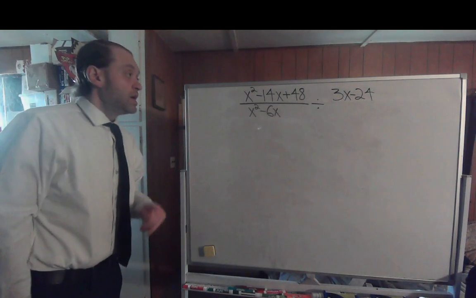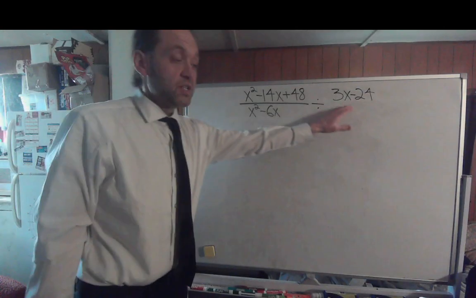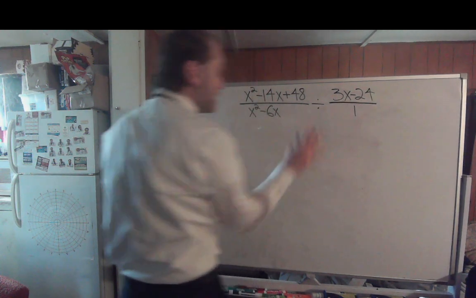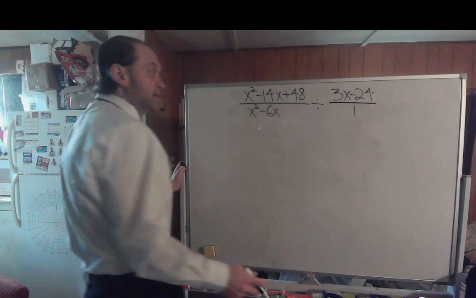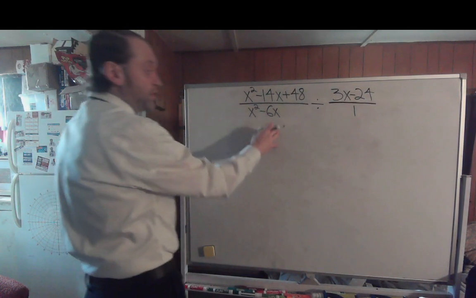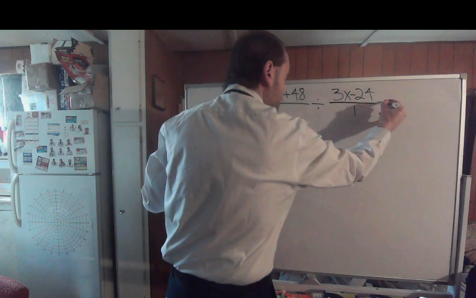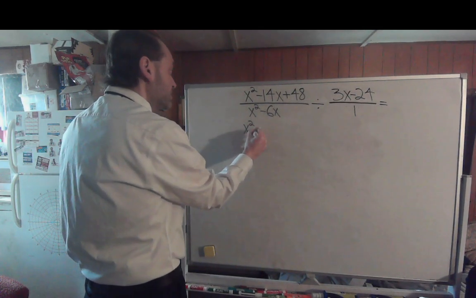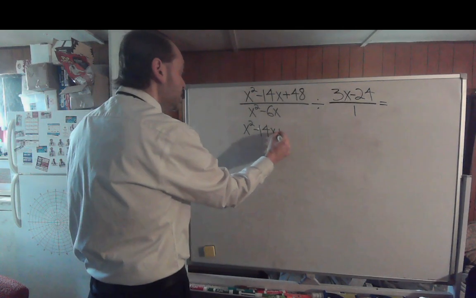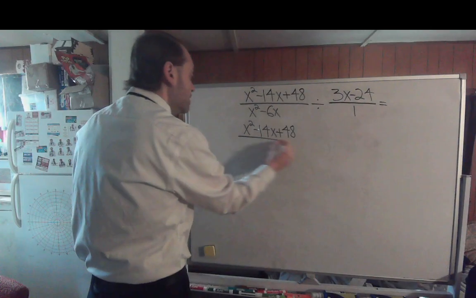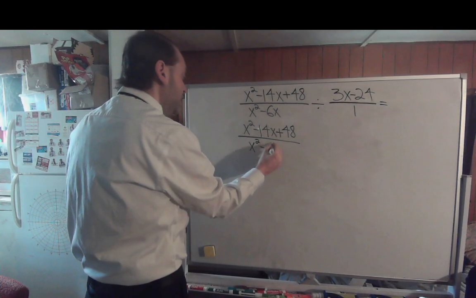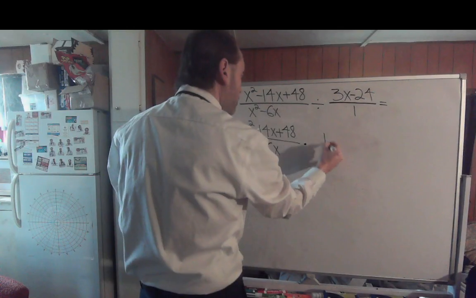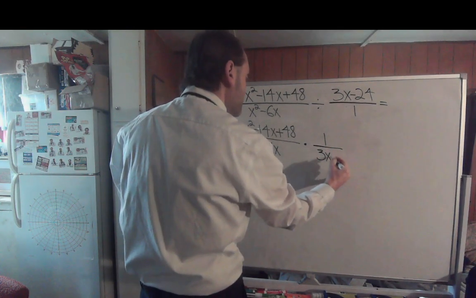Well, again, your second term has no denominator, so it has a default denominator of 1, a guiding 1. Another thing to keep in mind is you're actually dividing the first fraction by a fraction, so that means this is going to turn into an invert and multiply situation. So this would become x squared minus 14x plus 48 over x squared minus 6x times, you invert the second fraction, 1 over 3x minus 24.